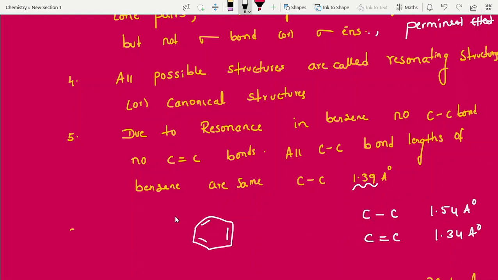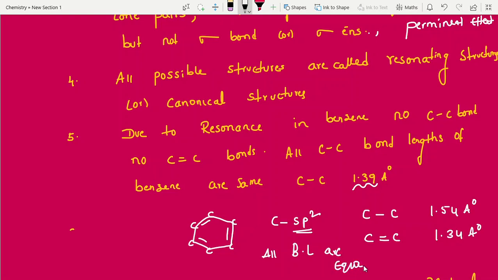The reason behind this is that it is in conjugation. All six carbons are sp2 hybridized and lie in the same plane. All bond lengths are equal due to resonance.